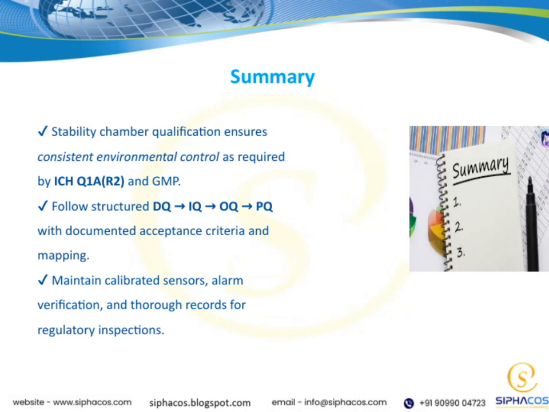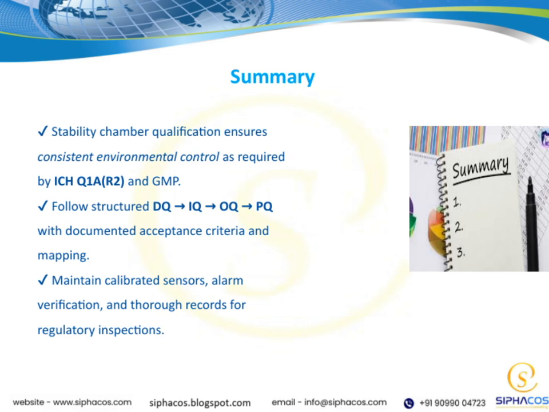First, stability chamber qualification is essential to ensure that we maintain consistent environmental control, which is not only a good practice but a requirement according to ICH Q1A(R2) and GMP standards. Next, it's important to follow a structured approach, starting with design qualification, then installation qualification, operational qualification, and performance qualification. Each of these stages needs to be well documented, including clear acceptance criteria and proper mapping to ensure everything is thoroughly validated. Finally, ongoing maintenance is crucial.